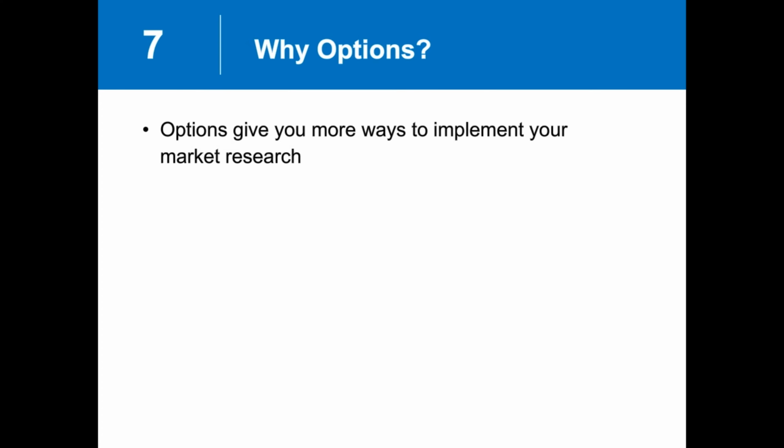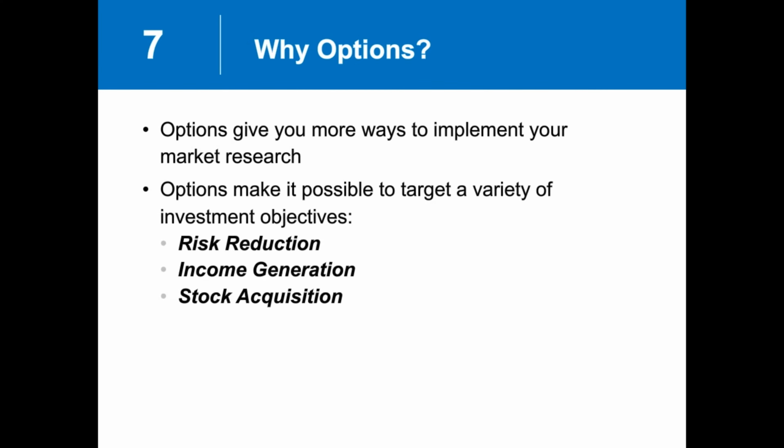With options, it gives us more ways to implement our market research. We think the stock's going to go up. Well, rather than just buying those shares, there's different ways that we could take advantage of that stock going up, assuming that we're correct. We can also reduce our risk. We can also generate income. We can also buy shares. So options can help us do all of these things.